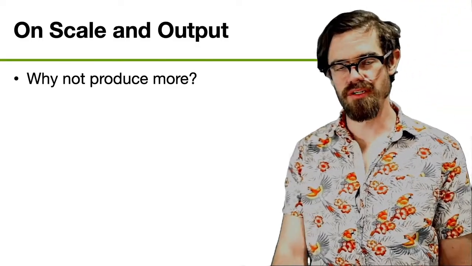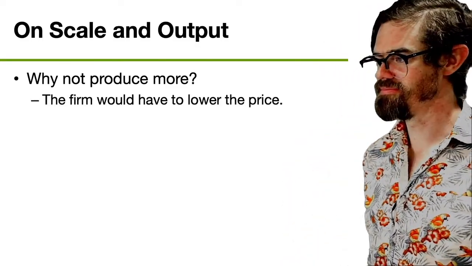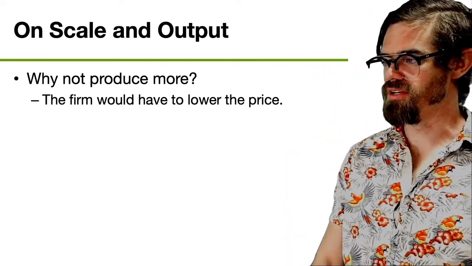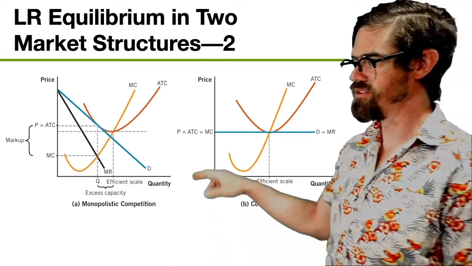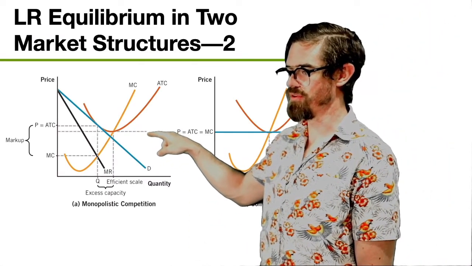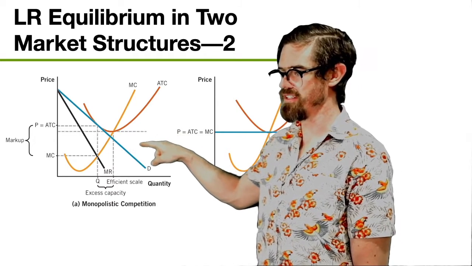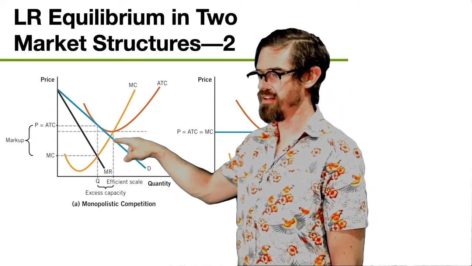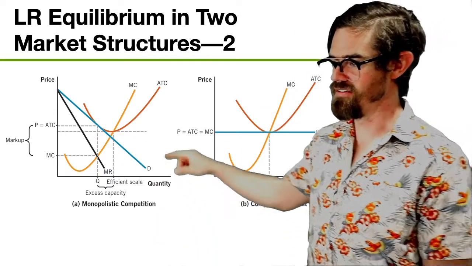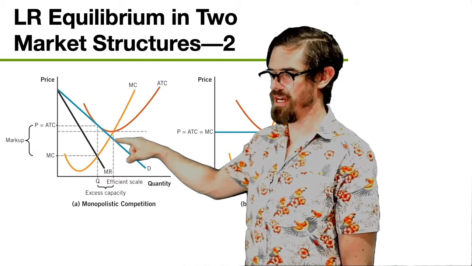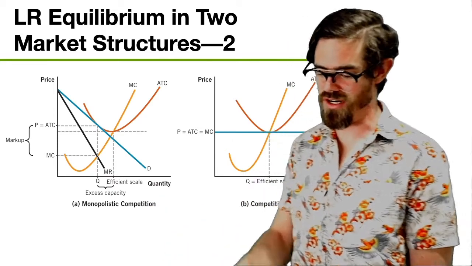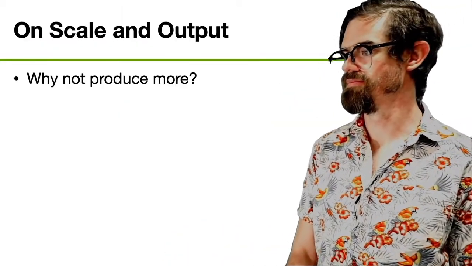So why not produce more? Well, it's because they're maximizing profit, right? The firm would have to lower its price in order to achieve that minimum efficient scale, right? Which is what you see here. In order to achieve that, they would have to lower their price. In order to sell that quantity, that's the price they would have to charge right there. Okay, and if they charged that price, what would happen? Would they be making a profit or a loss? They'd be losing money. So of course they're not going to do that, right?